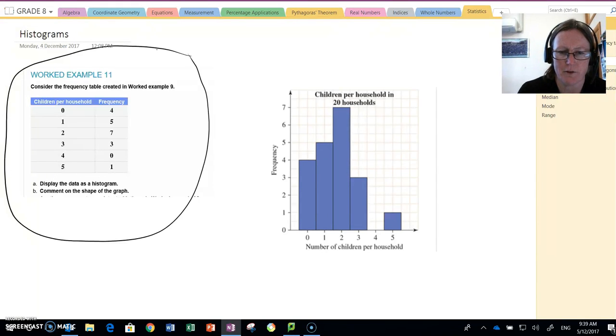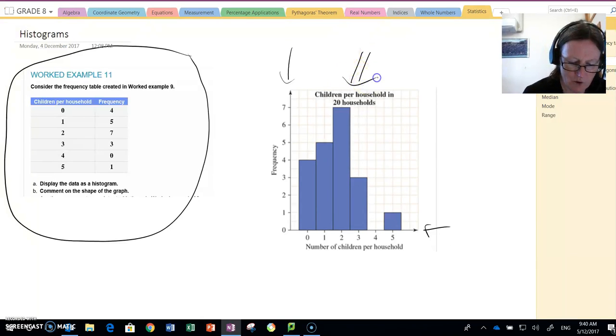A special type of column graph is called a histogram. So here we have our histogram. What we do is we rule a set of axes. So we've got one axis here, one axis there. We rule up our set of axes. We give the graph a title, very important. So the children per household in 20 households. Sorry, it was 20 households we surveyed. I may have said 40 before.